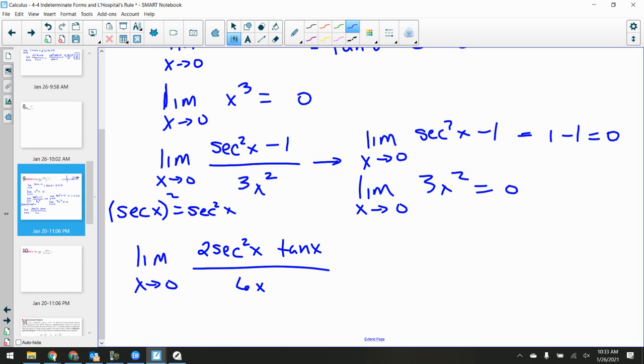That's from the derivative of secant. The derivative of secant is secant x tangent x. It might be a good idea to refresh some of those derivative rules.